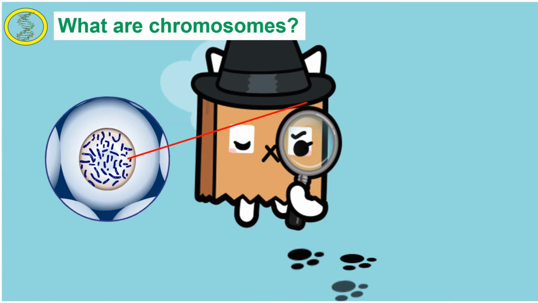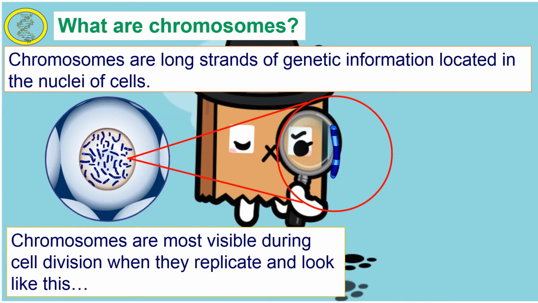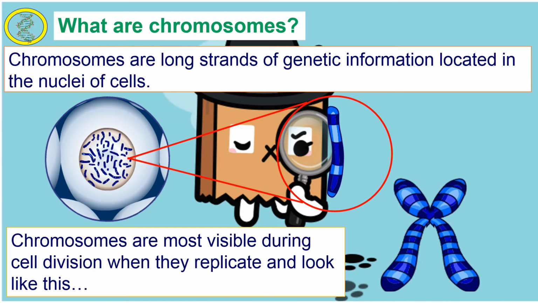So what are chromosomes? Chromosomes are long strands of genetic information which is located in the nuclei of cells. And based on your previous lessons, we all know that when you talk about the nucleus, it is the control center of the cell. Chromosomes are most visible, or mas madali siyang makita, during cell division and when they replicate, and look like this one. So here is a picture or a diagram of a chromosome. So later on, we are going to take up the different structures or the different parts of a chromosome.